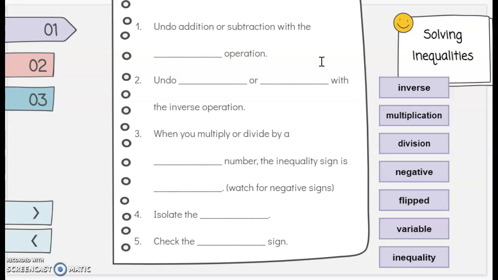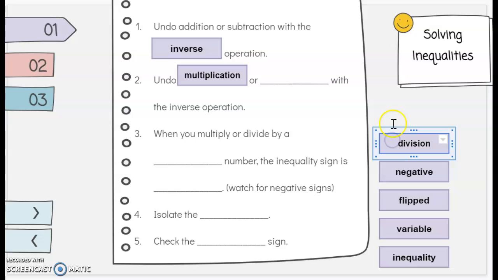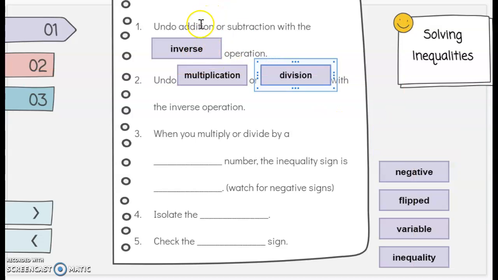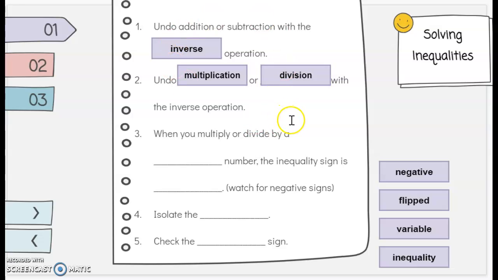We want to undo addition or subtraction with what we have been calling this whole unit the inverse operation, or the opposite operation. So to undo multiplication or division, kind of like the saying up top, we were talking about addition and subtraction here. We're going to undo multiplication or division with the inverse operation. The inverse being the opposite.